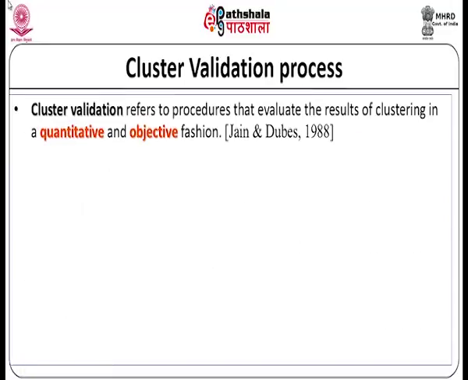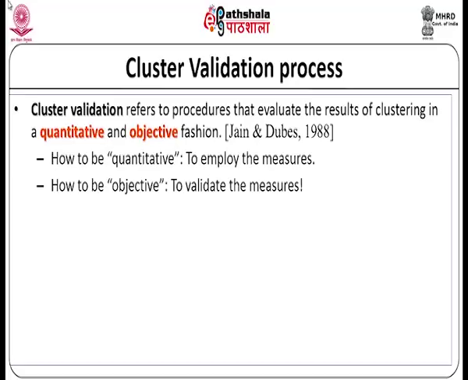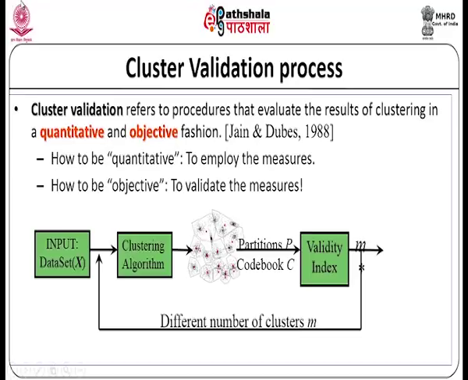So, cluster validation refers to procedures that evaluate the results of clustering in a quantitative and objective fashion. How to be quantitative? You have to employ measures. How to be objective? You have to validate the measures. So, you are given the input data set, you have the clustering algorithm, you get the partitions, and then you have a validity index. You keep changing the number of clusters, running the algorithm and the validity check, where M is the number of clusters. So, this is one method of doing it. That is the partition or the code book C, as it is also called in the terminology.